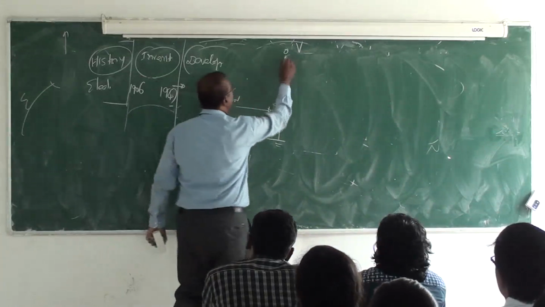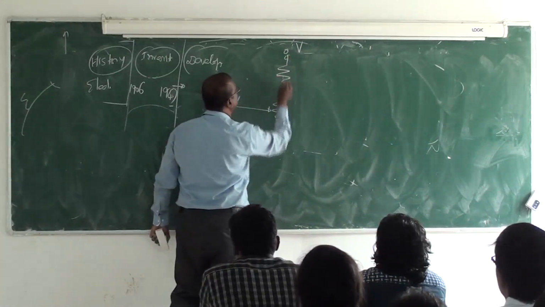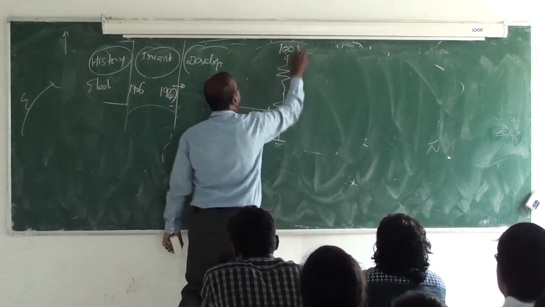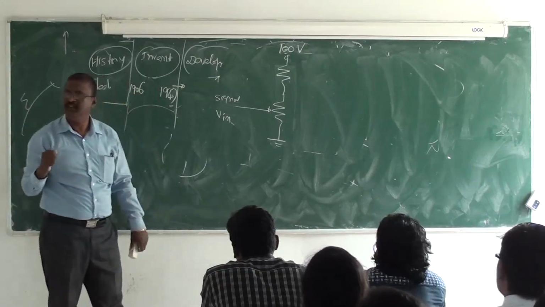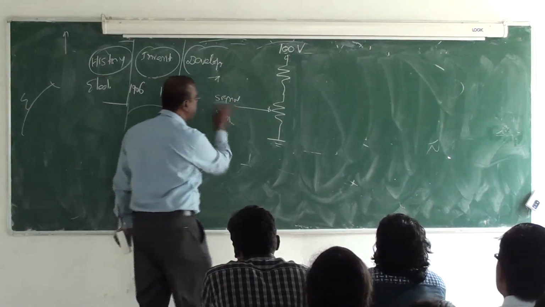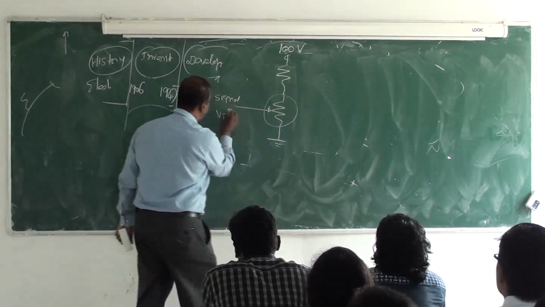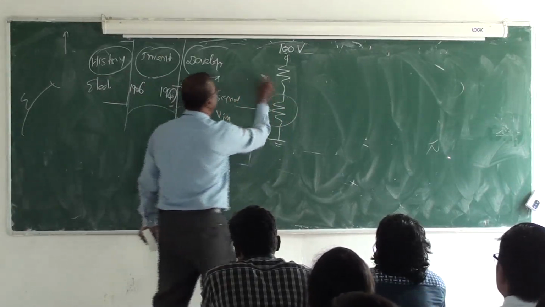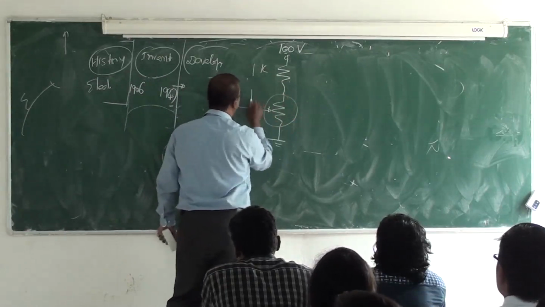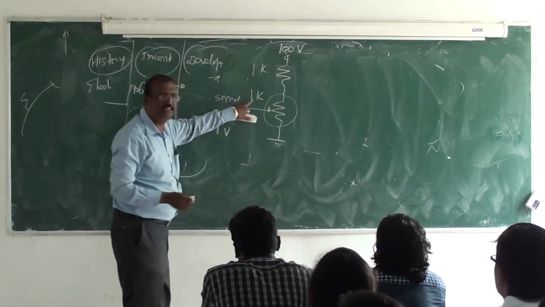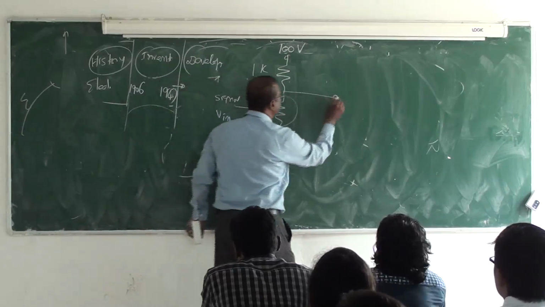So now what happened? I add one more resistor here. I apply 100 volts here. I apply how much voltage? 100 volts. And the signal comes here. In this case, let us assume that I am giving 1 volt here. That means this is, let us say, 1K. And this is 1K. What is the voltage I get here?